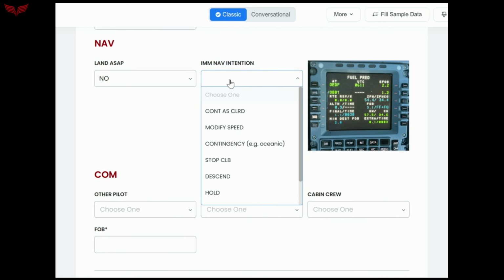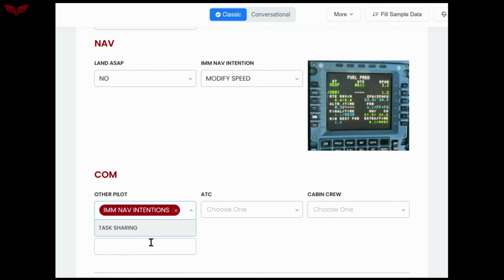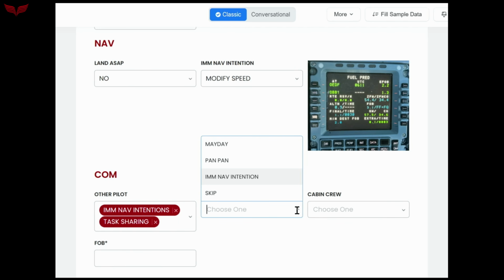And considering that there are no threats affecting the approach into Dammam, the initial decision is to continue to destination, and what we can do is request to reduce the speed. So we continue as cleared and modify the speed. Communicate. Do we need to talk to the other pilot? Absolutely. We have to agree on the immediate navigation intention, and we also can say that we maintain the normal task sharing. ATC. You can tell ATC something like radar, call sign 123, we have a small technical issue. We would like to maintain flight level 160 and reduce minimum clean speed.